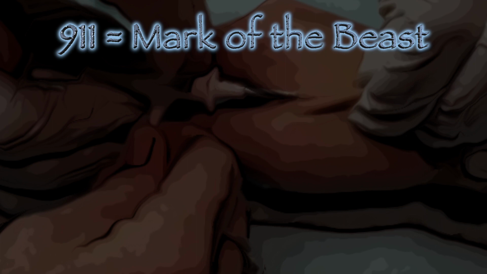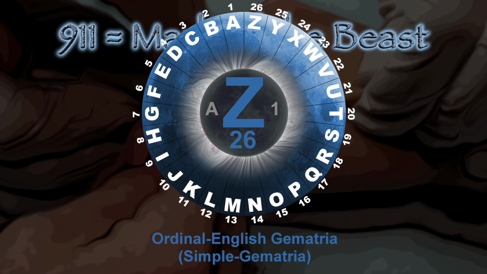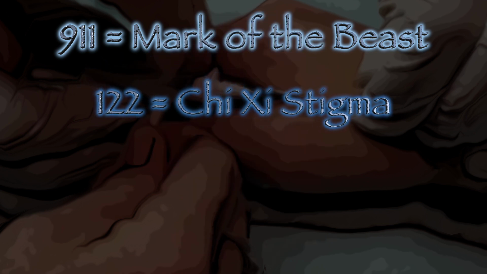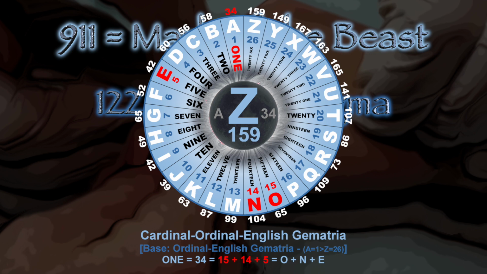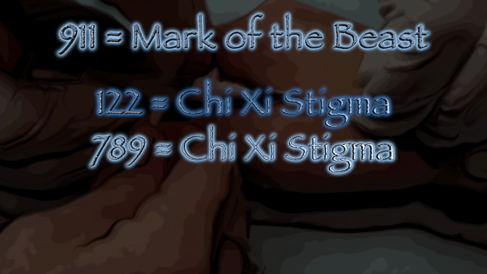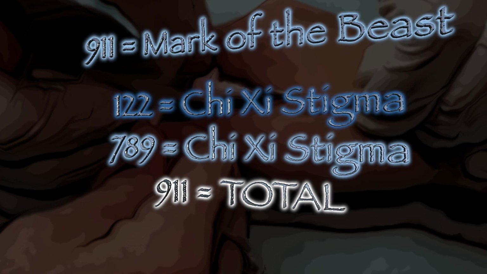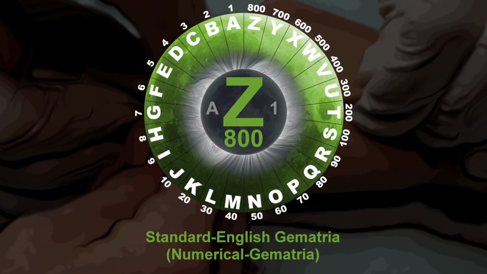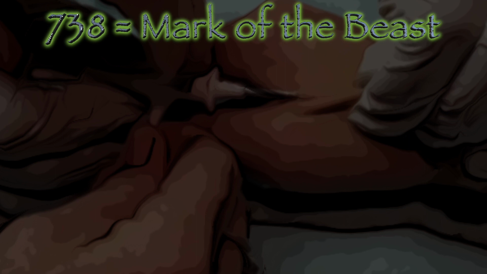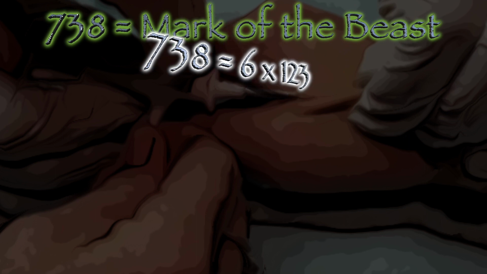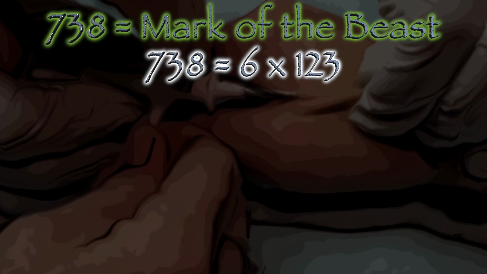Also equaling 911 is the following combination. Using ordinal English Gematria, chi, xi, stigma equals 122, and using cardinal ordinal English Gematria, it equals 789. If we add these numbers together, we get 911. Using standard English Gematria, mark of the beast equals 738, which, if divided by 6, equals 123. The following names all equal 123.